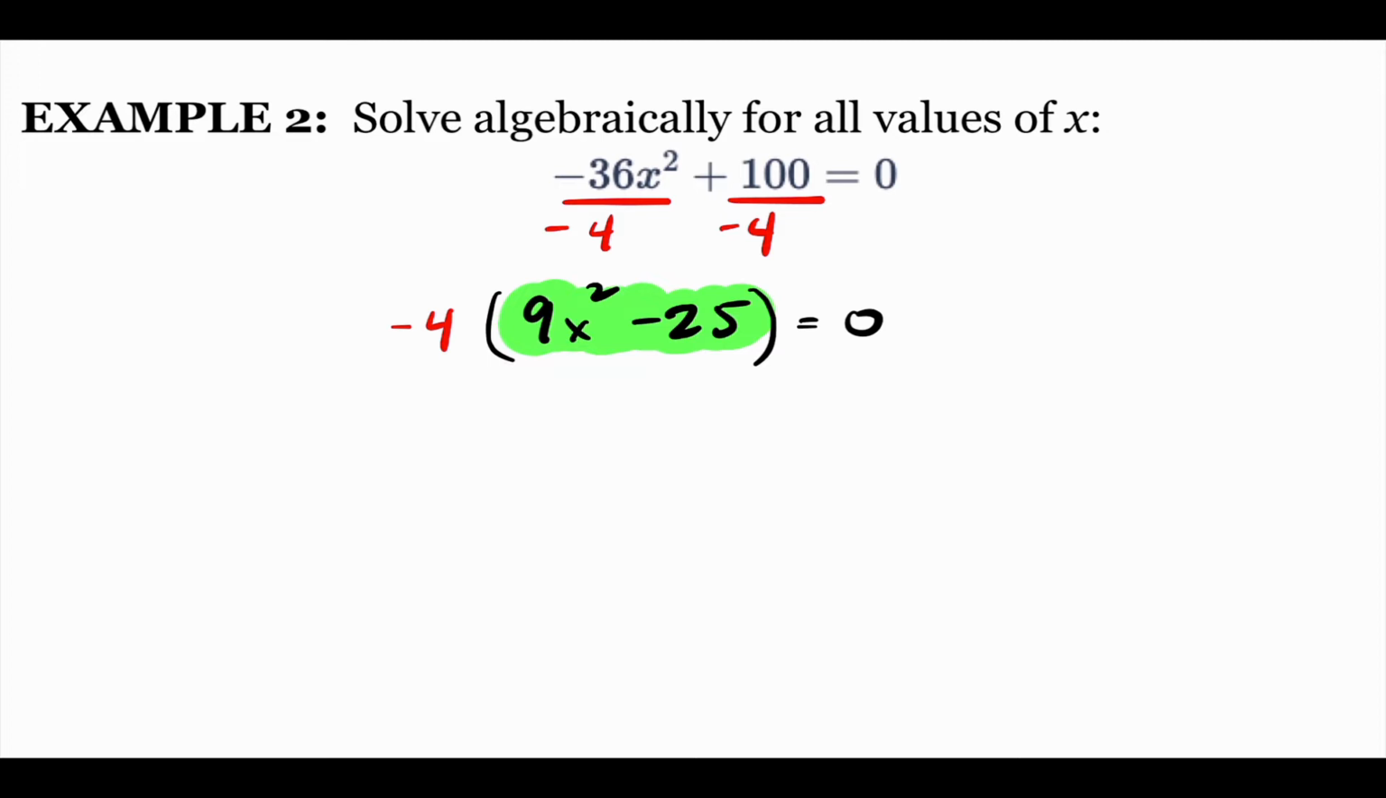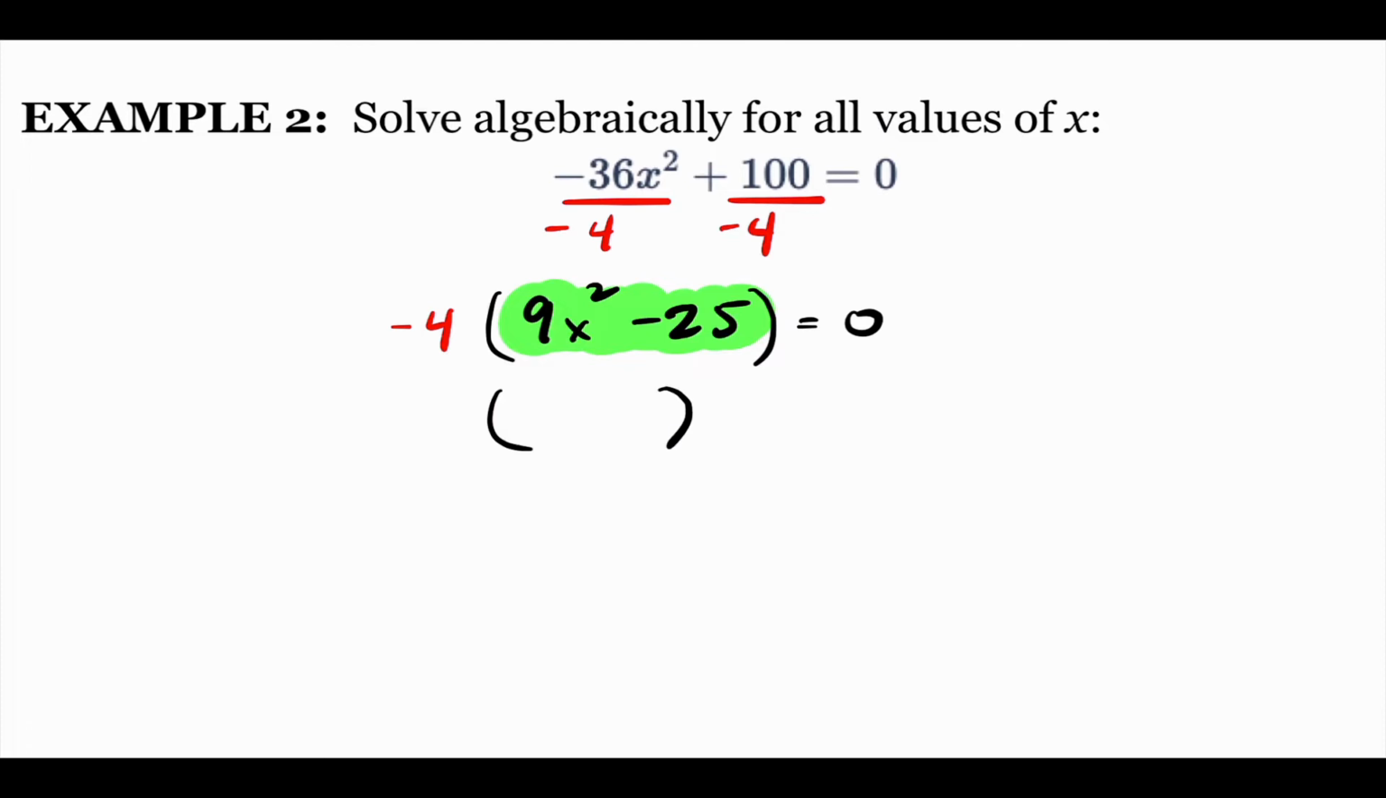Are those two numbers on my list of perfect squares? Yeah, they are, right? And then there's an x squared and there's a minus. So all of those things are there. 9 is on my list. 25 is on my list. It's an x squared and there's a minus. So that means it's difference of squares.